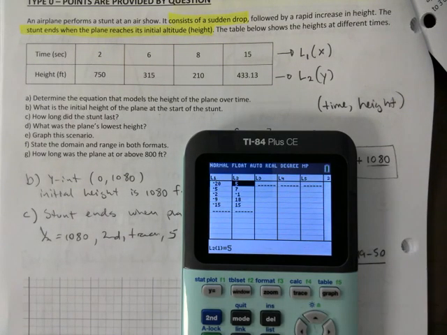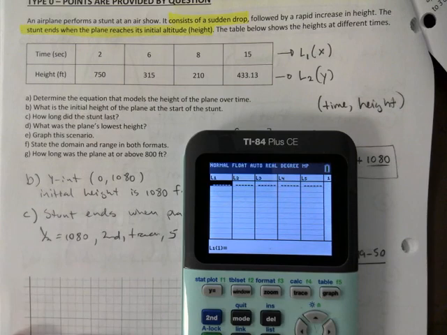Stat edit. Go to the top, hit clear enter. Top, clear enter. And then just type everything in. You're much faster at typing than me. I know that.